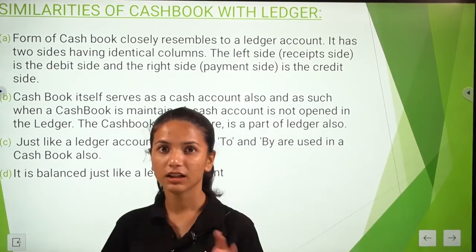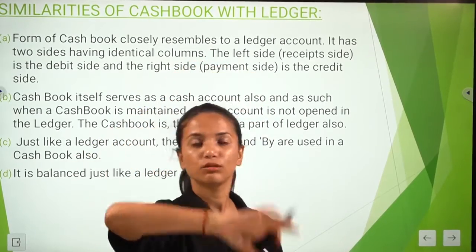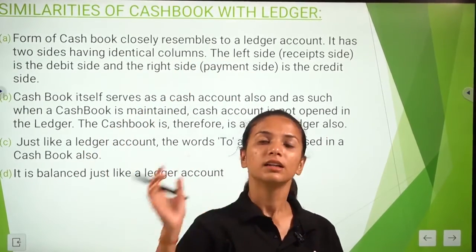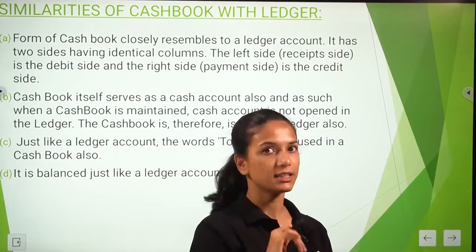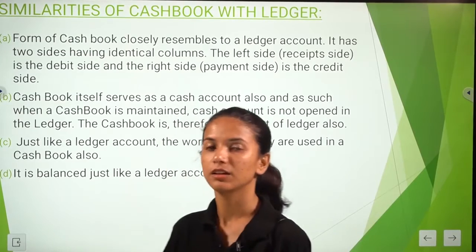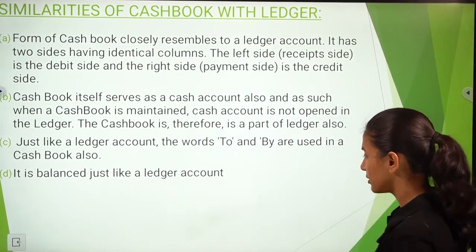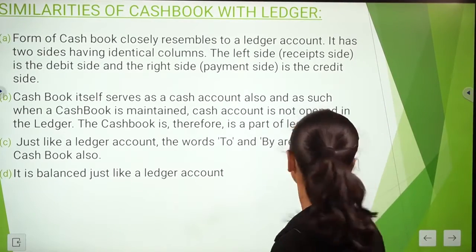It is balanced just like a ledger account. In the ledger account, the balancing is done, right? Whichever side has the lower balance, you put the balance CD on that side. Similarly, in the cash book also you have a balance CD. You can balance it. You have to balance it. So these are the similarities between cash book and ledger.